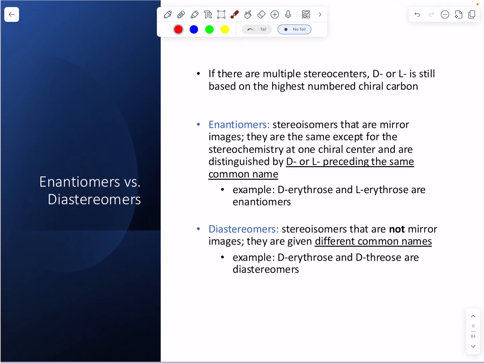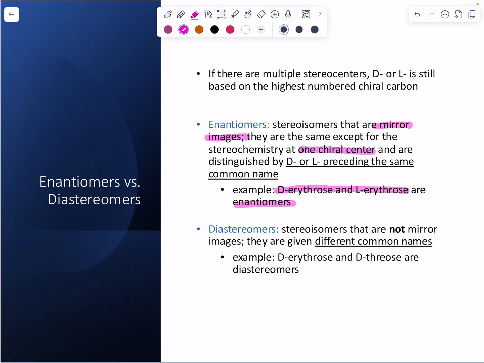All right, so enantiomers versus diastereomers. Remember that enantiomers are mirror images. They're going to be the same except for the stereochemistry at one chiral center, and they're distinguished by having D or L preceding the common name. So D-erythrose and L-erythrose are enantiomers. Everything's the same except that one stereochemistry center.